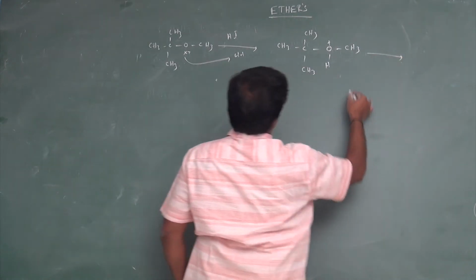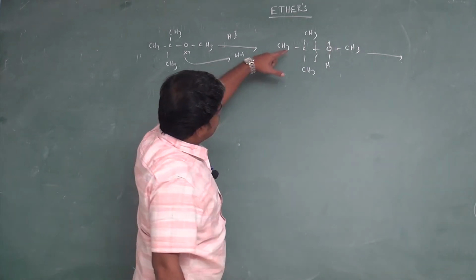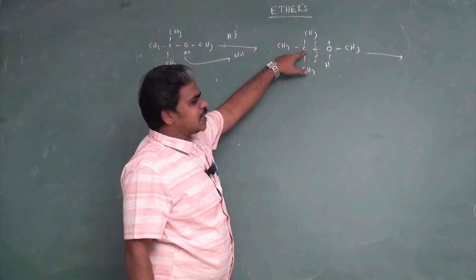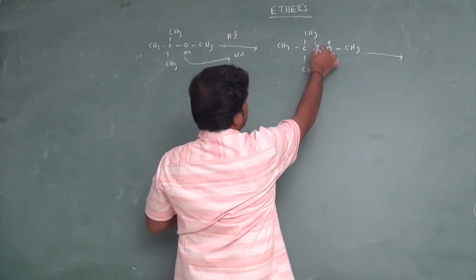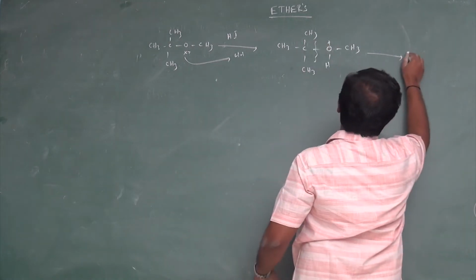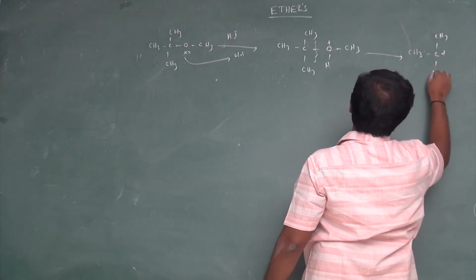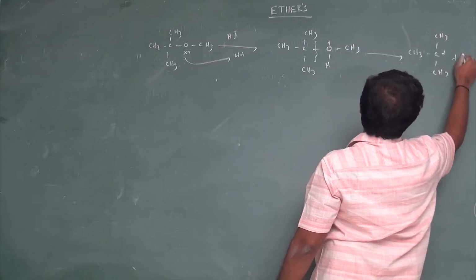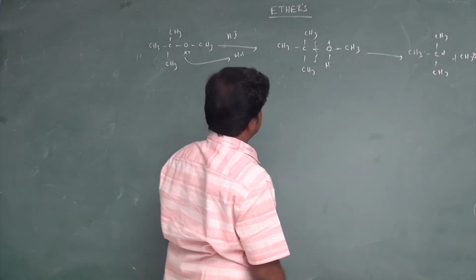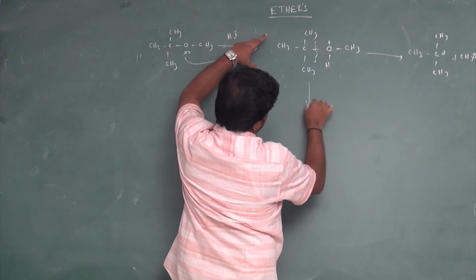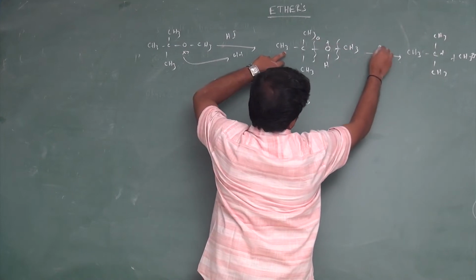The first one: if we cleave here, then what is it? Carbocation is formed. It is a tertiary carbocation. So we may cleave here. What will happen? We are getting CH3, C plus, CH3, CH3, plus methyl alcohol, CH3OH. So it is A type cleavage.